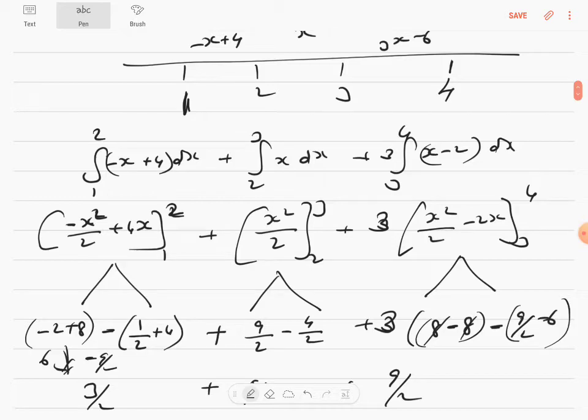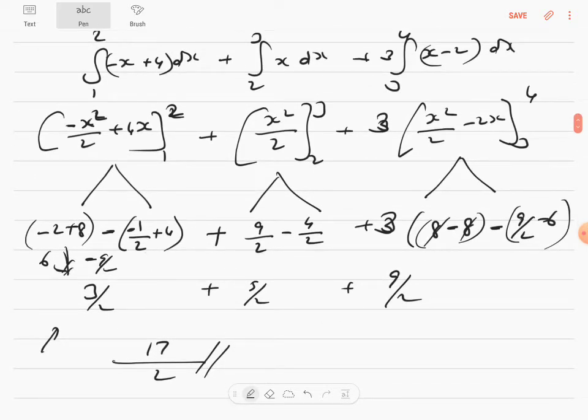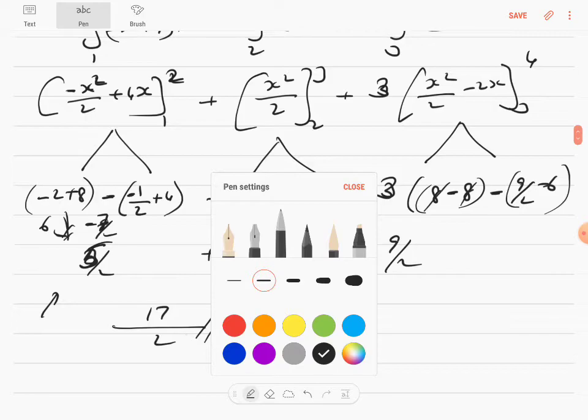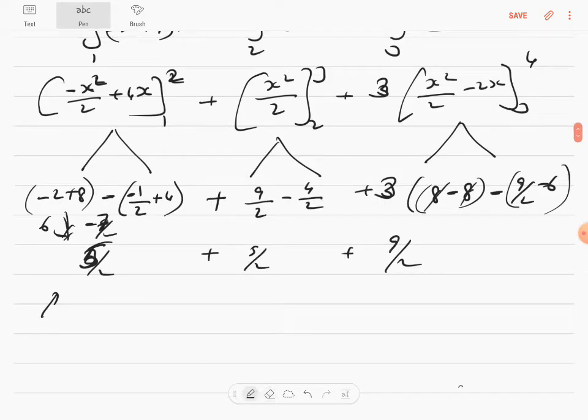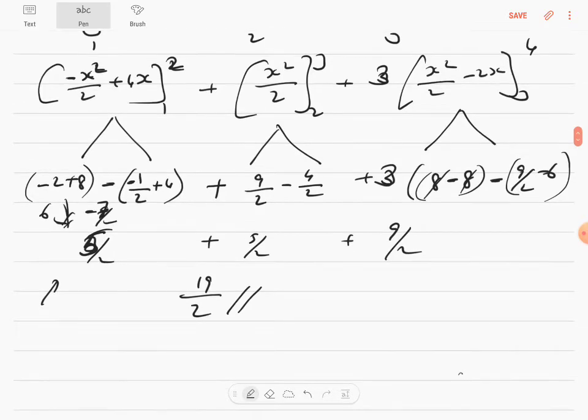X square by 2 plus 4x, x square by 2, x square by 2 minus 2x. Upper limit is 4 by 2 minus 2 plus 8, minus lower limit is minus half plus 4. So this is the part, it's minus 1 plus 8. Minus 1 plus 8 is 7 by 2. Okay, and then if you take LCM, 12 minus 7 will be 5 by 2. So when you now take LCM as 2, you get 19 by 2, and that's your answer. Okay, so be careful when you're calculating.